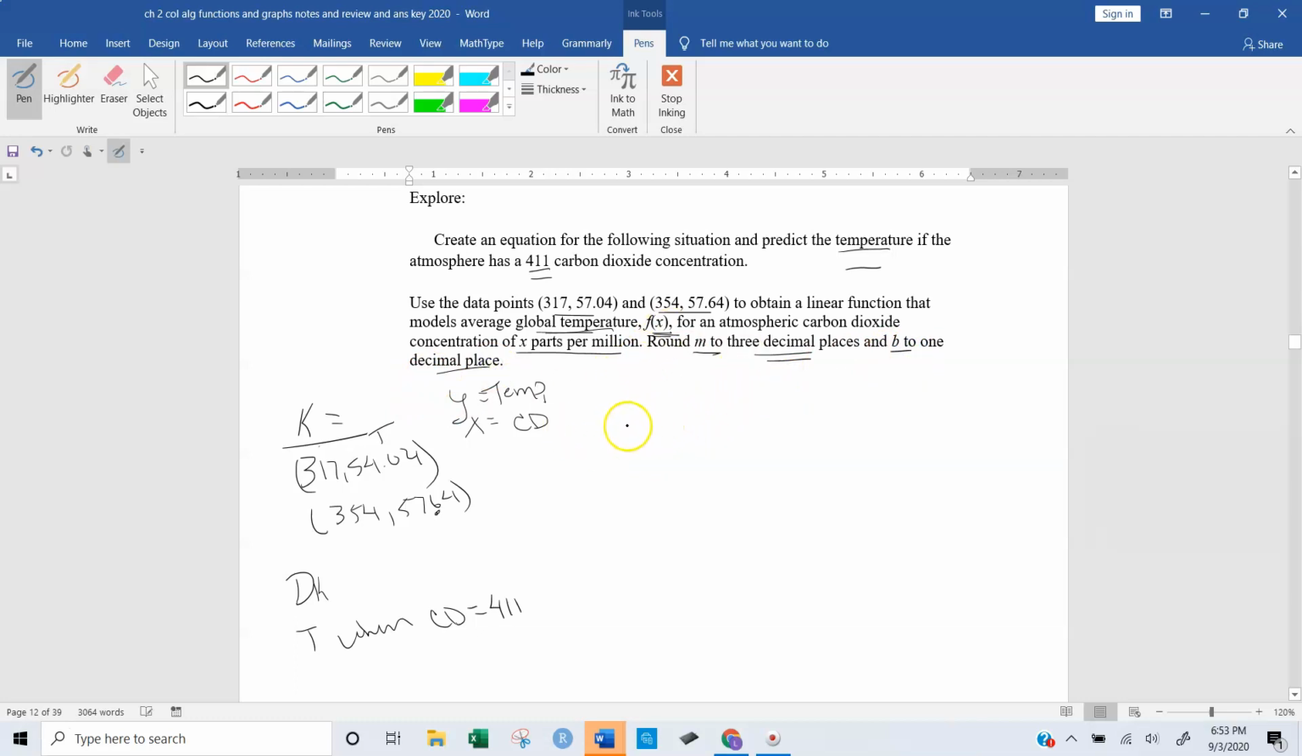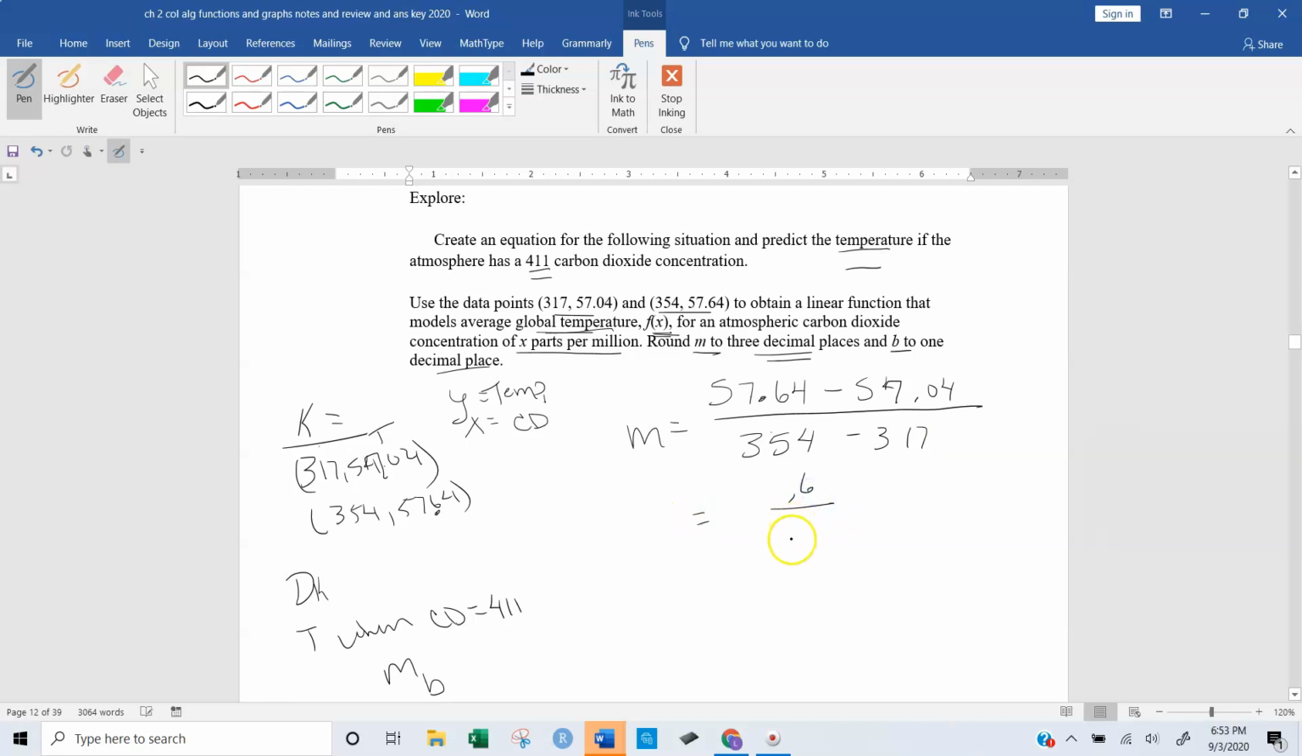So first we have to calculate the slope. So I don't know the slope and I don't know b. I don't know m and I don't know b. First thing I'm going to calculate is m. So I'm going to take the 57.64 minus 57.04, all over 354 minus 317. All right, you're going to need a calculator for that.